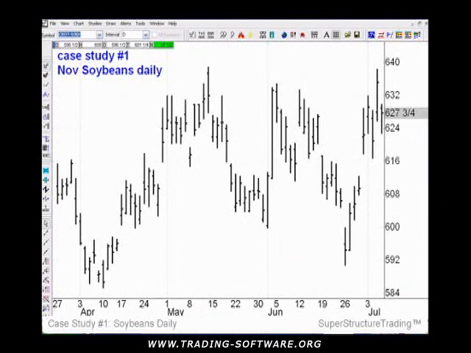Now let's take a look at some case studies of superstructures. The first one is soybeans daily chart. Let's say today is that day right over there. On that day, we've broken below this pivot low. Remember, we think measured moves. So once that happens, we ask ourselves, which pivot high did we just drop off of?